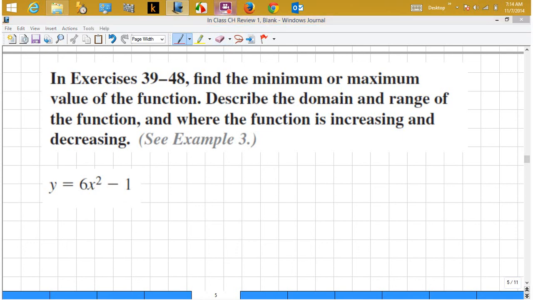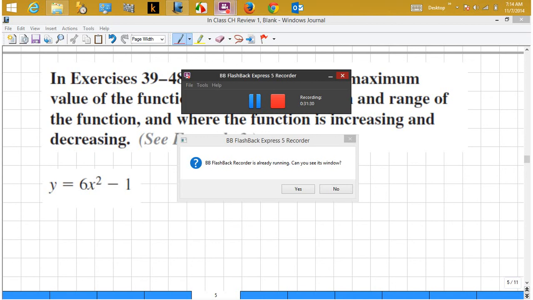I'm going to put this on hold and pick it up again because it's time to go to work.